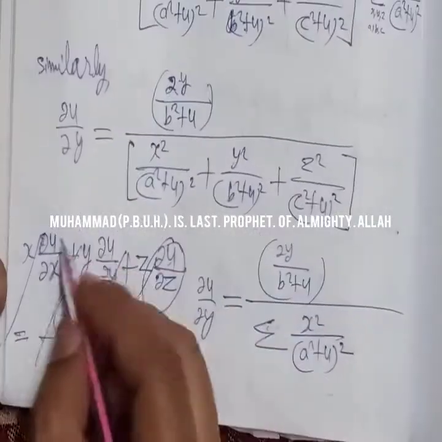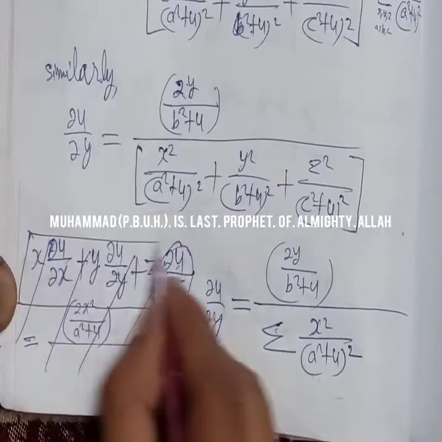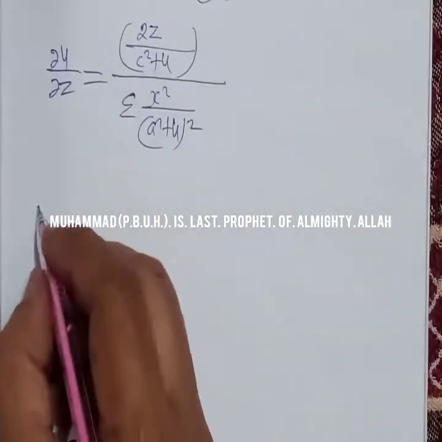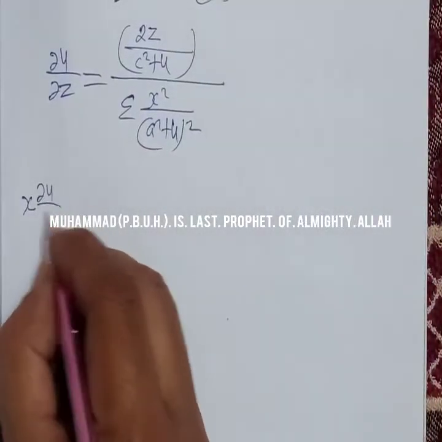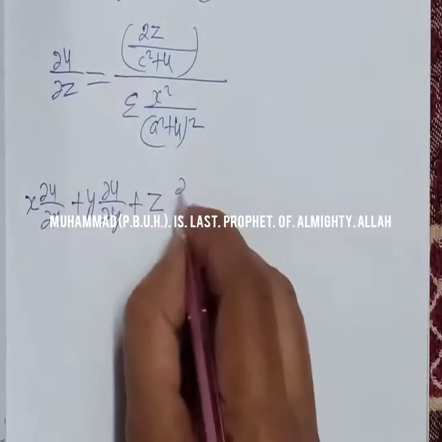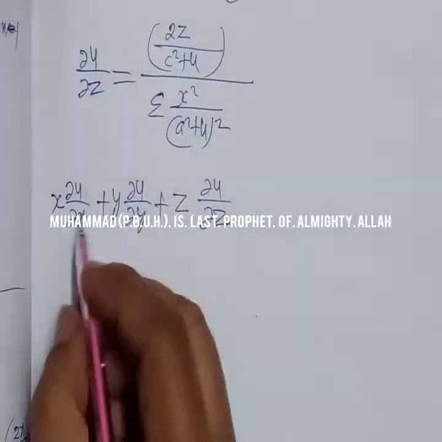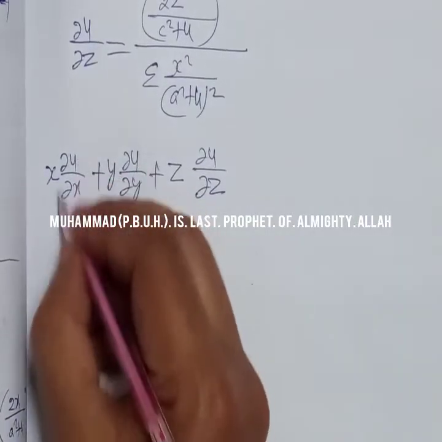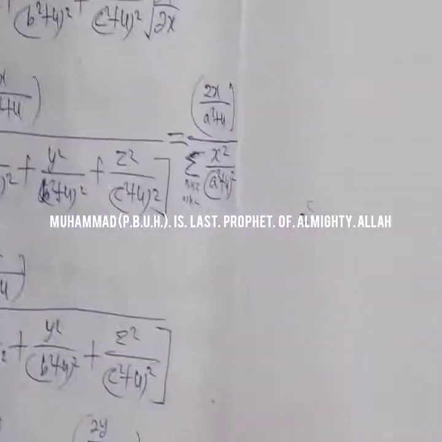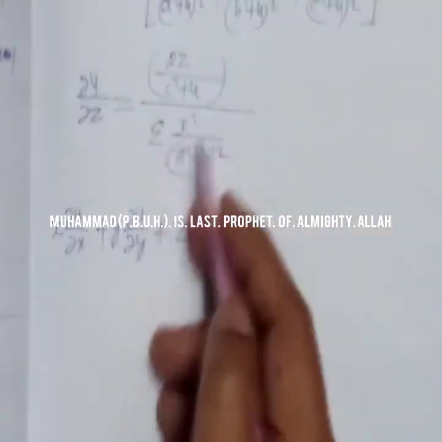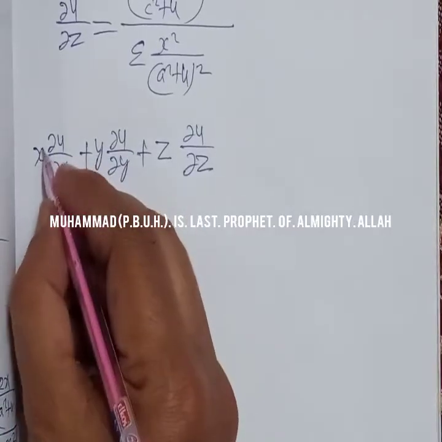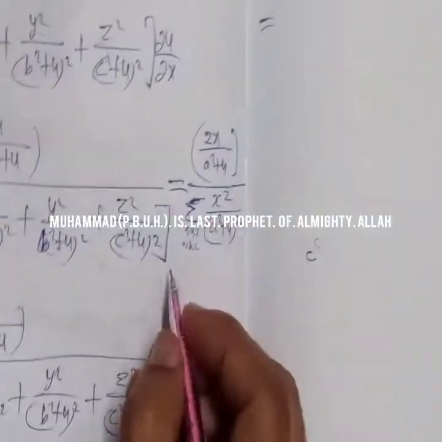As I already said, we will find this value first. So I write x del u over del x plus y del u over del y plus z del u over del z. Now we will put the values of these which we have found here and here.